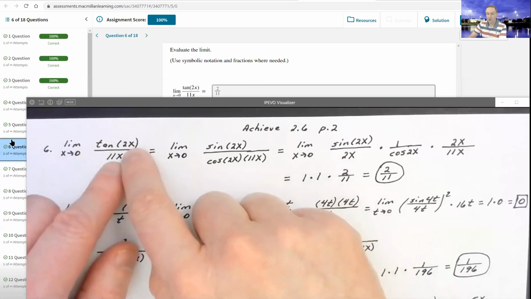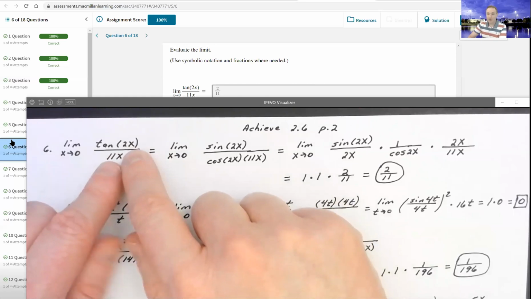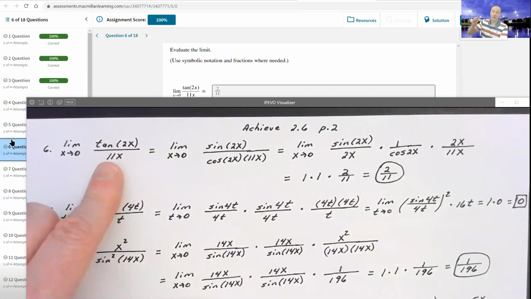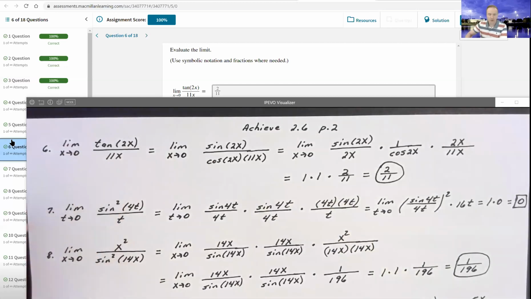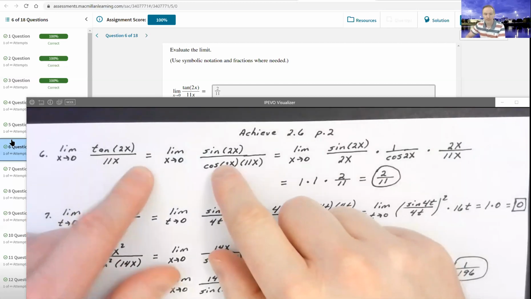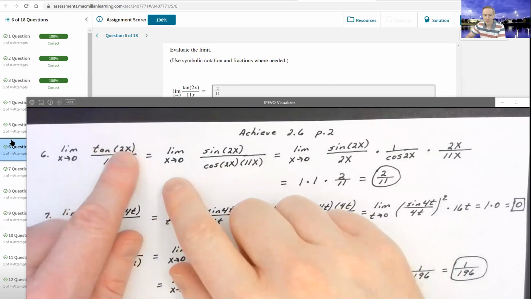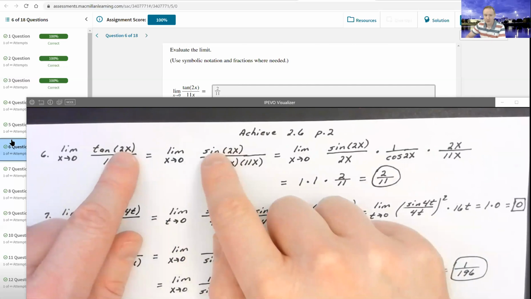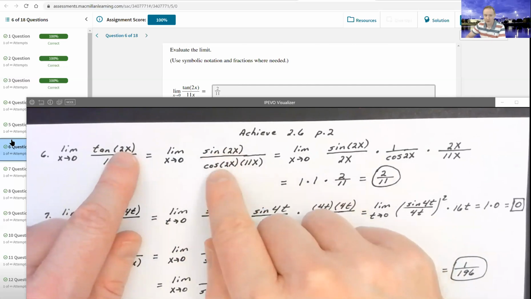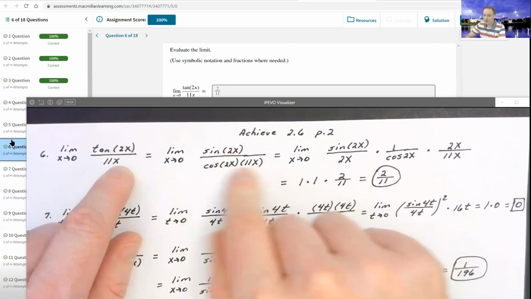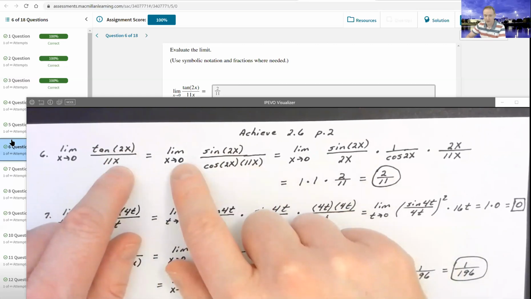But now, let's show where the answer comes from. Because you don't want to just do it the wimpy way. You want to know how the problem is worked out. Okay, so let's do that. I break the tangent of 2x. I know that the tangent is the ratio of sine over cosine. So the tangent of 2x becomes sine of 2x over cosine 2x. I left my 11x as a factor in the denominator, still have the limit as x approaches 0.